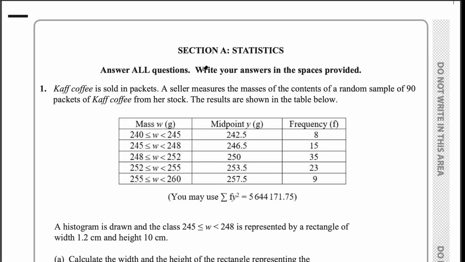Let's get started on section A, statistics. Question 1 says calf coffee is sold in packets. A seller measures the masses of the contents of a random sample of 90 packets of calf coffee from her stock. The results are shown in the table below. So here we have the class intervals from 240 to 260 grams, the midpoints of those intervals, and the frequencies.